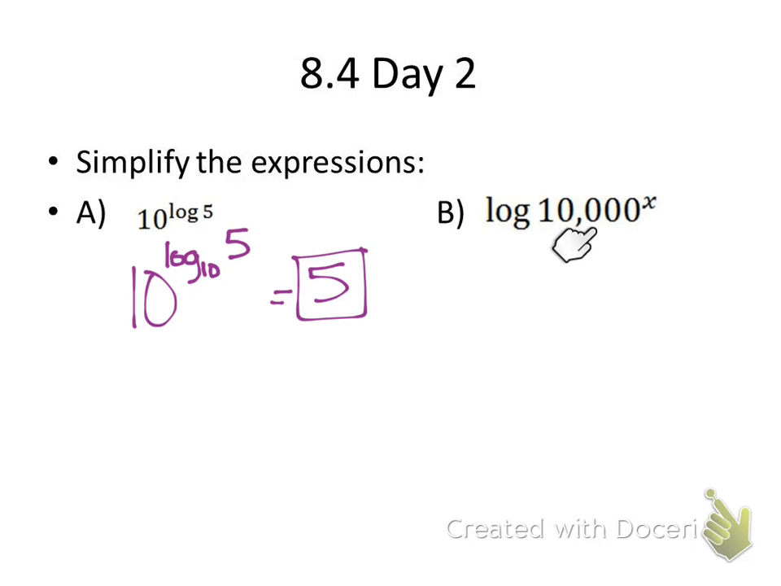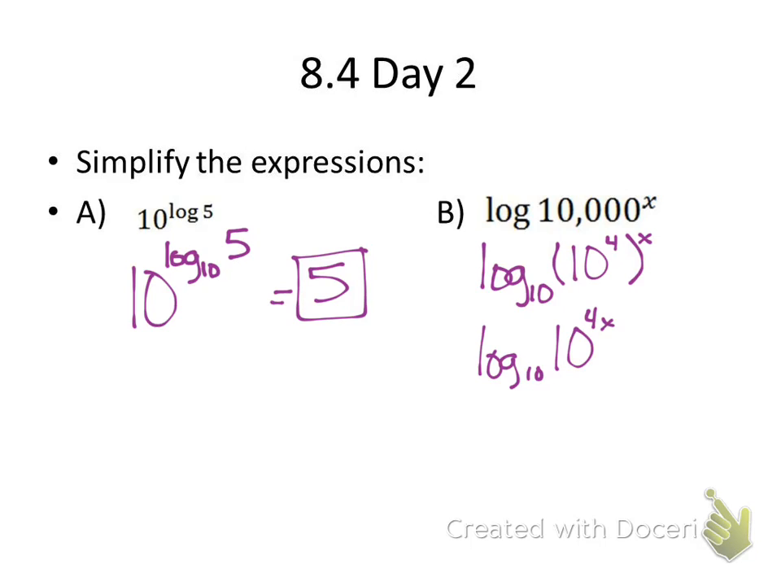All right, let's try rewriting this 10,000. And what's the base of this log? It's log base 10, so is there any way I can rewrite 10,000? 10 to the 4th to the x. What happens when you have a power to a power? Those rules of exponents are never leaving us. You multiply those. So you've got log base 10 of 10 to the power 4x. And you've got the bases that match. So I'm just left with the power, which is an expression for x.